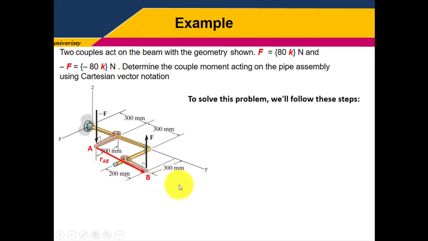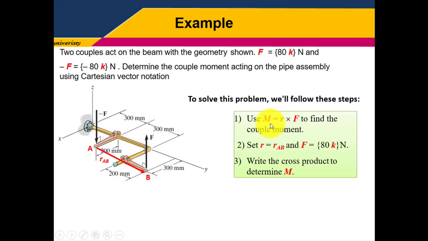In general, to solve this problem, we have to follow these steps. First, everyone must understand that in Cartesian vector form in 3D, moment equals the position vector R crossed with the force F. So if we know the position vector R and the force, we can simply calculate the couple moment. In this case the force is given, but the position vector is not directly given. We have points, so we can determine the position vector from these points. Let us call this position vector RAB, the position vector from A to B. Our force is 80 k newton, so we simply calculate the cross product and easily determine the couple moment M.